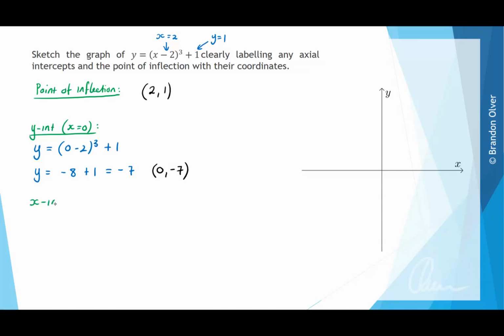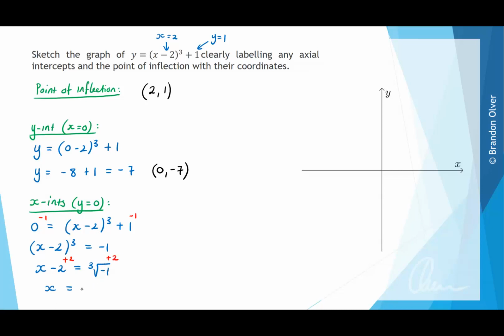Finally, we can work out what the x-intercepts of this graph are, and that happens when y equals 0. So we will have 0 is equal to (x minus 2) cubed plus 1. Subtracting 1 from both sides of the equation gives (x minus 2) cubed equaling negative 1. Therefore, we find that x minus 2 is equal to the cube root of negative 1. Then we can add 2 to both sides of this equation to find x by itself. And that will give x is equal to the cube root of negative 1, which is negative 1, plus 2, which equals 1. Therefore, the coordinates of the x-intercept is (1, 0).